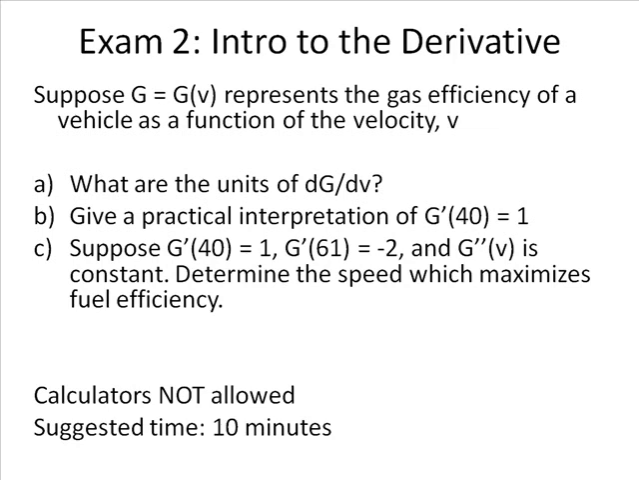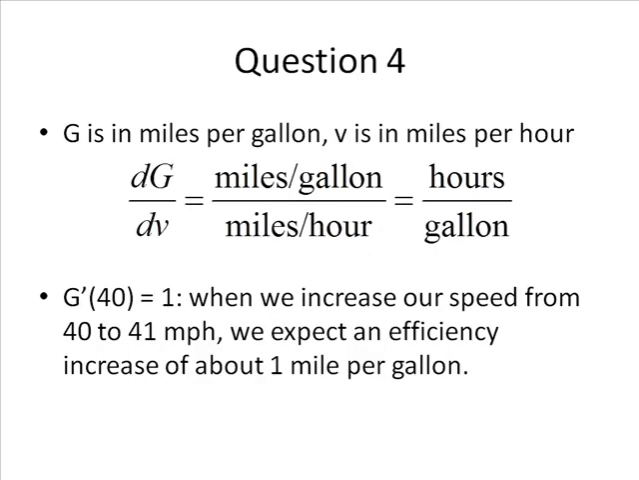Lastly, I offered up this question. Suppose we know that G prime of 40 is 1, G prime of 61 is minus 2, and G double prime, so the derivative of this function, is constant. So my question was to determine the speed which maximizes the fuel efficiency. So let's go ahead and look at the first couple parts.